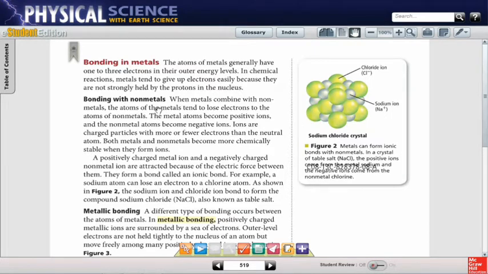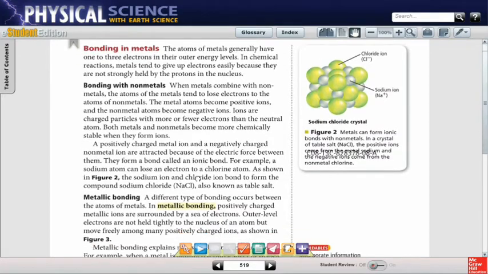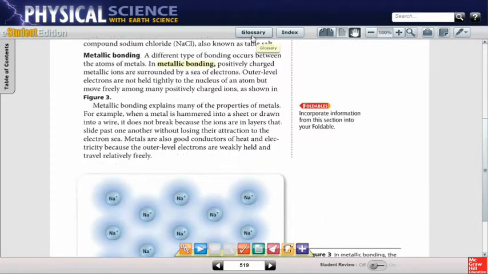Bonding with nonmetals. When metals combine with nonmetals, the atoms of metals tend to lose electrons to the atoms of nonmetals. Well, you remember that. Remember the sodium spitting out that one electron in the outer shell, that valence shell? And you remember the chlorine grabbing it. Well, that's just what they're showing here. So they're showing nothing new. This is what we've talked about before. And we've talked about making salt, sodium chloride. So we know all about that. Okay.